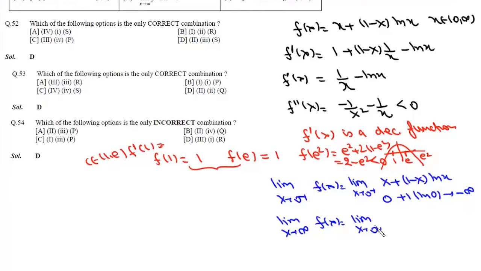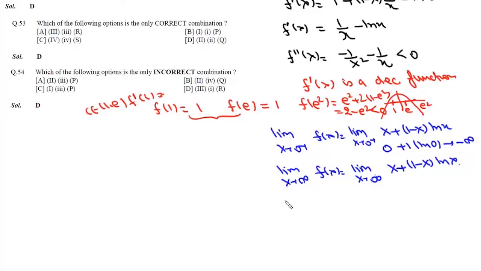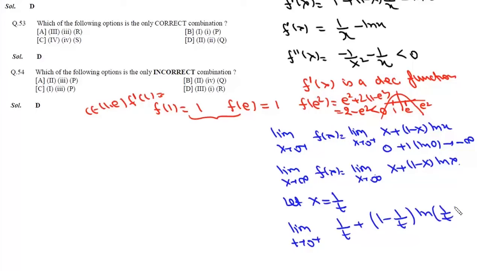And limit x tends to infinity of f(x) will be the limit x tends to infinity of x plus 1 minus x into log x. Now we have to work this limit out, and for this what we'll do is we'll let x as 1 upon t. So it'll be the limit t tends to 0 positive, and here it will be 1 upon t, and this is 1 minus 1 upon t and log 1 upon t.